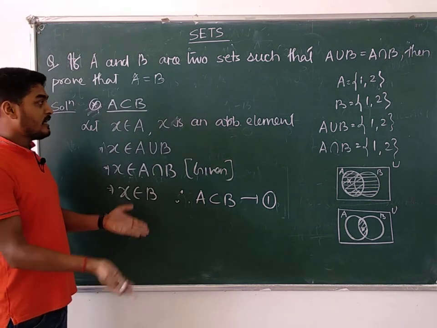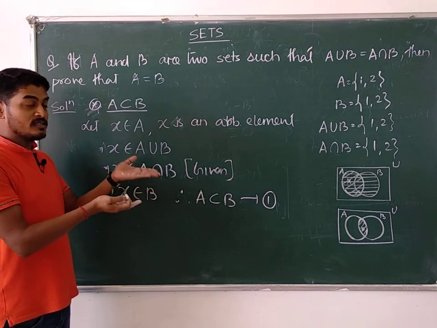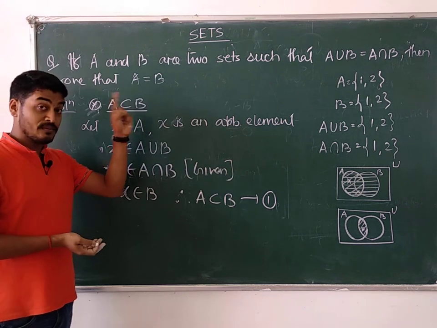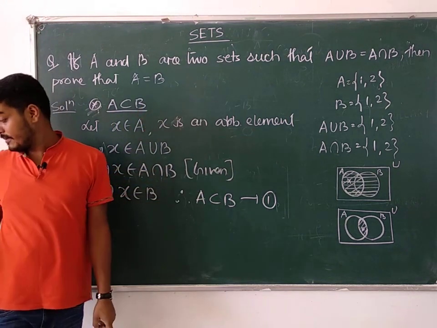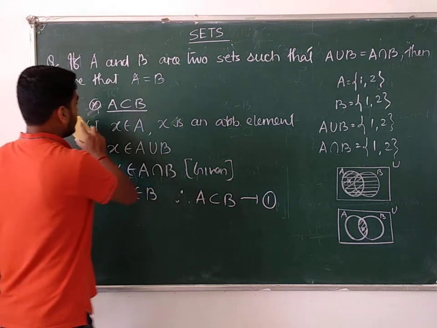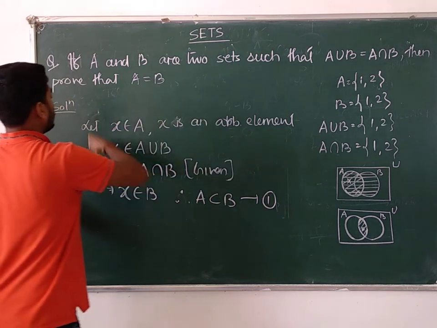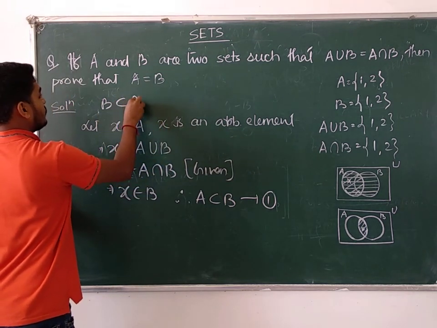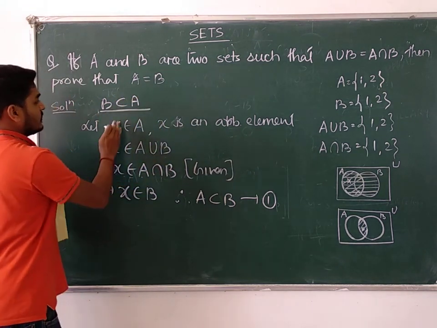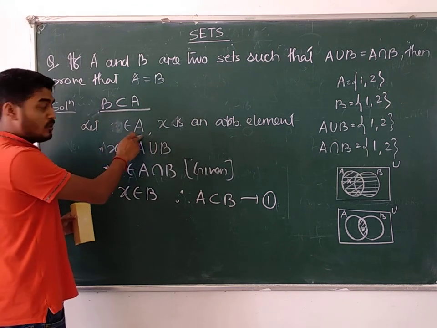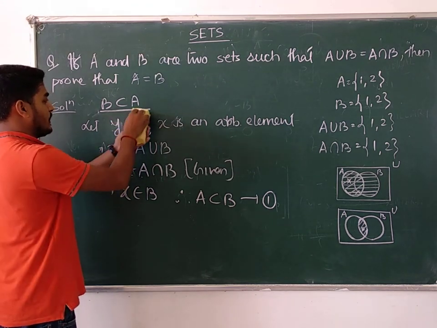In this way, we can easily prove that B is also a subset of A. To show that B is a subset of A, we will consider an element from the set B. So let's start in another way. In the next part, we will try to show that B is a subset of A. So for this, let us consider Y belongs to B.